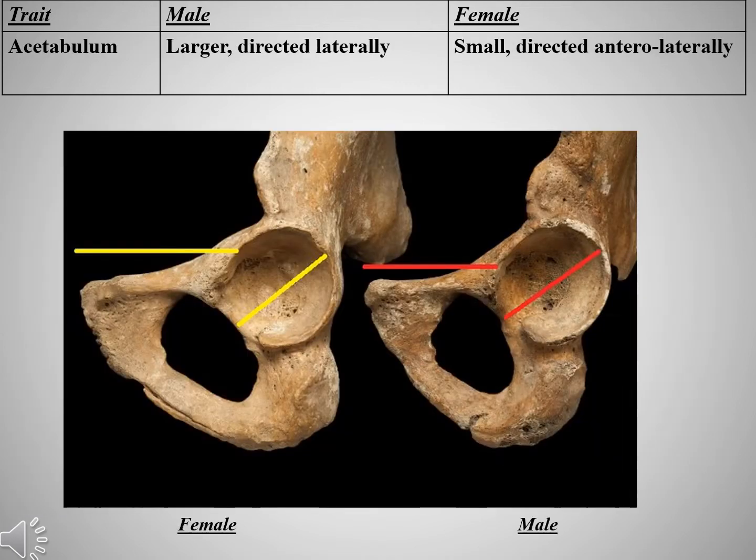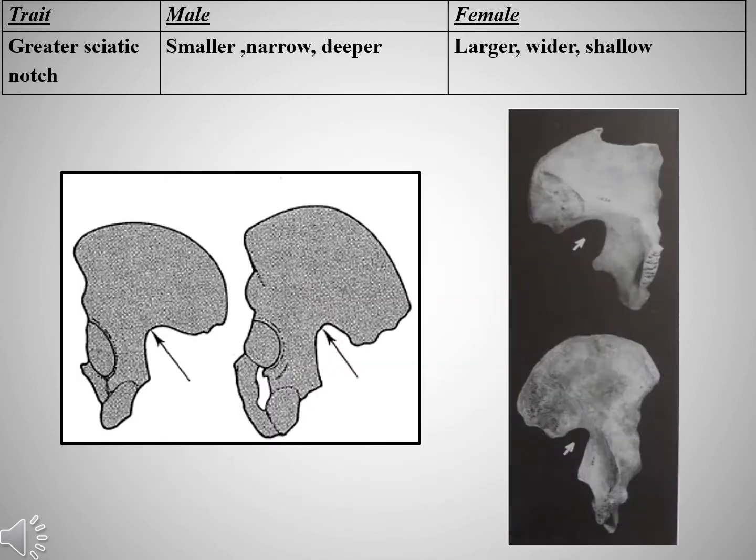The acetabulum in the male pelvis is larger and directed laterally, whereas in the female pelvis, acetabulum is small and directed anterolaterally. The greater sciatic notch in the male pelvis is smaller, narrow and deeper, whereas in the female pelvis, the greater sciatic notch is larger, wider and shallow.